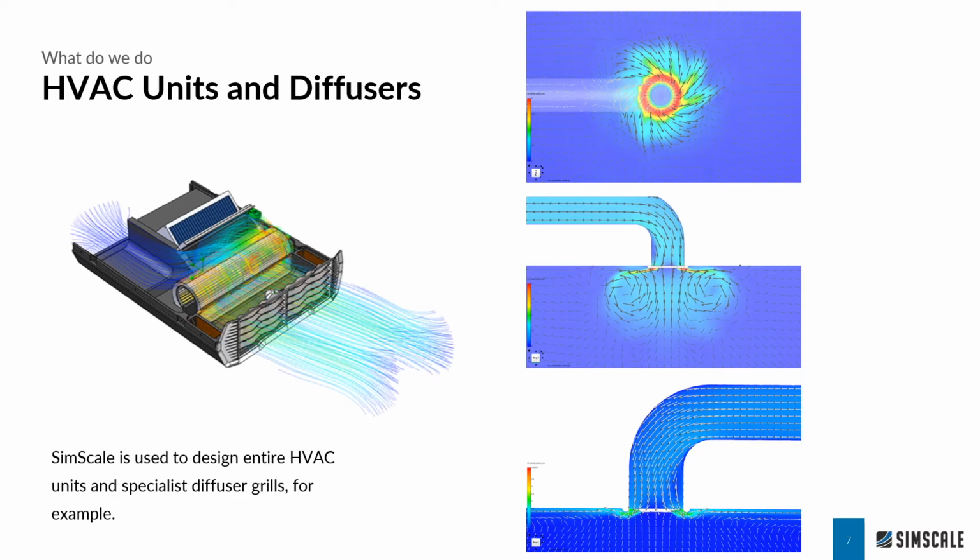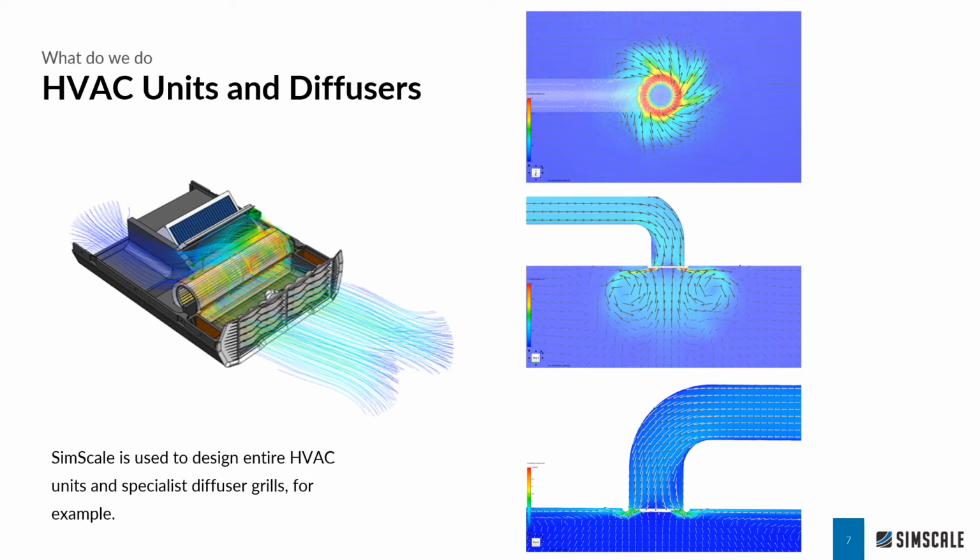Finally, let's take a look at different types of HVAC units and diffusers. We have customers using SimScale to design entire HVAC units and specialist diffuser grids. So on the top right, you can see a swirl diffuser, and it's been modeled in SimScale, and you can see the plan view in the top image and a section view in the middle image here. And this is really important.